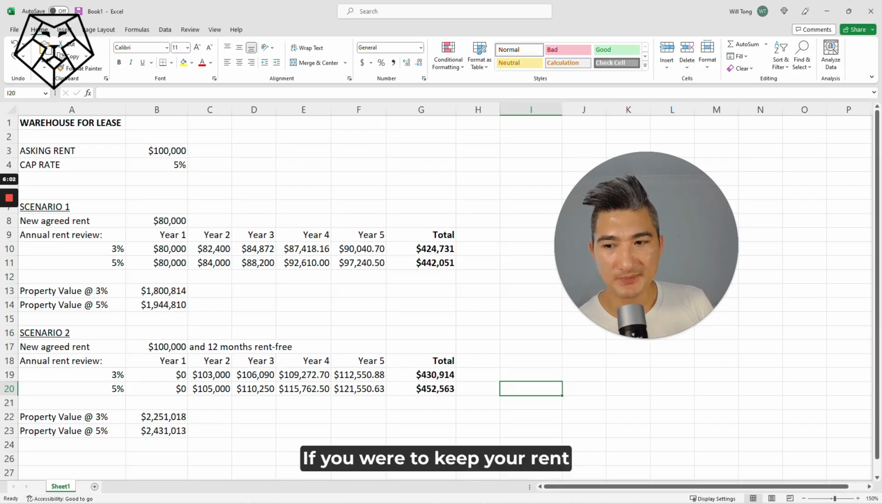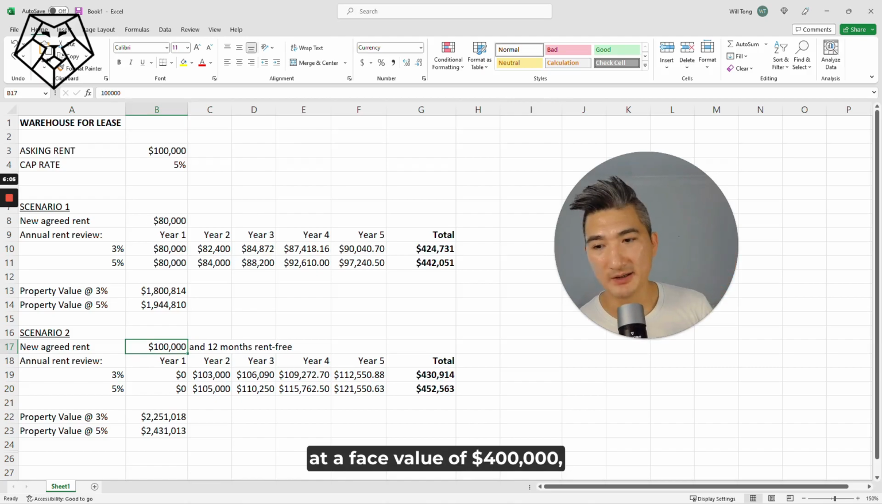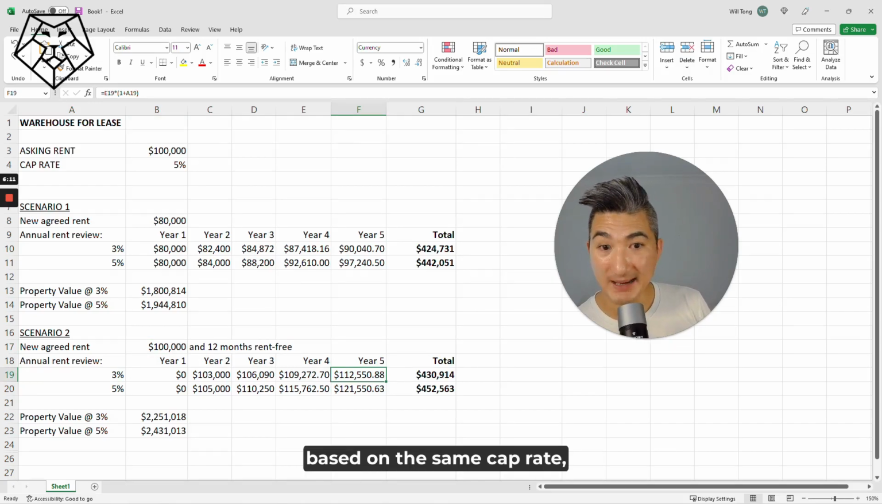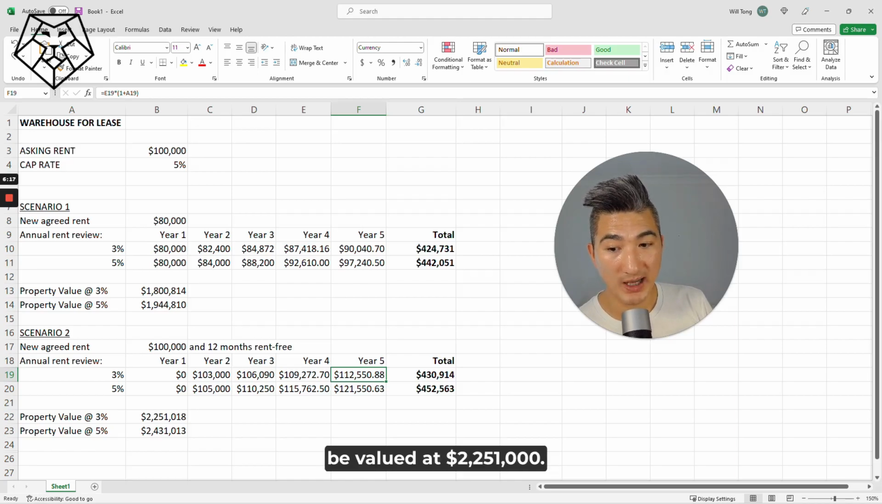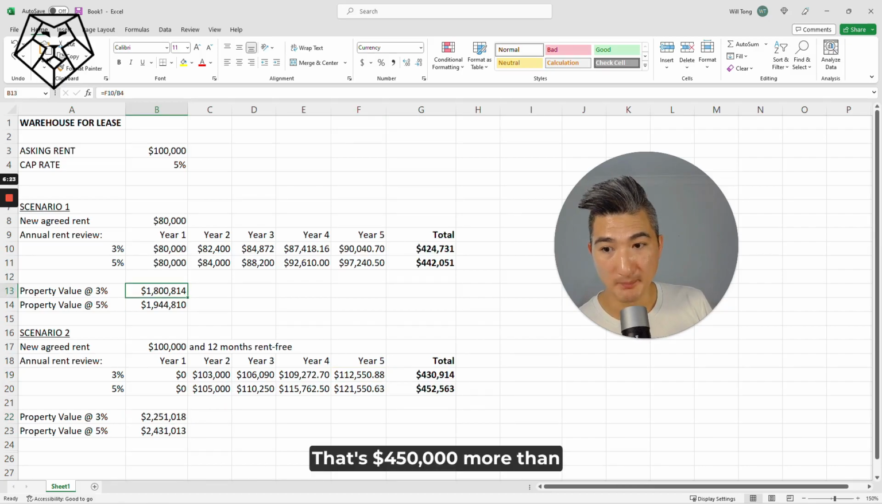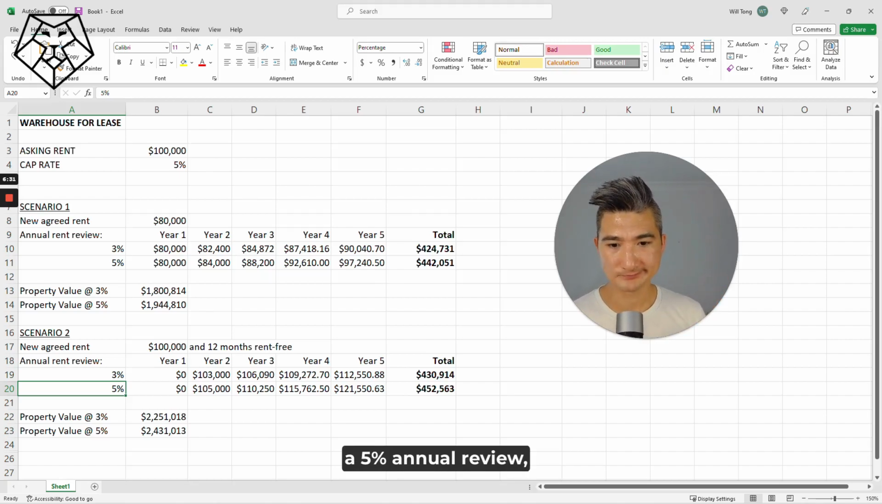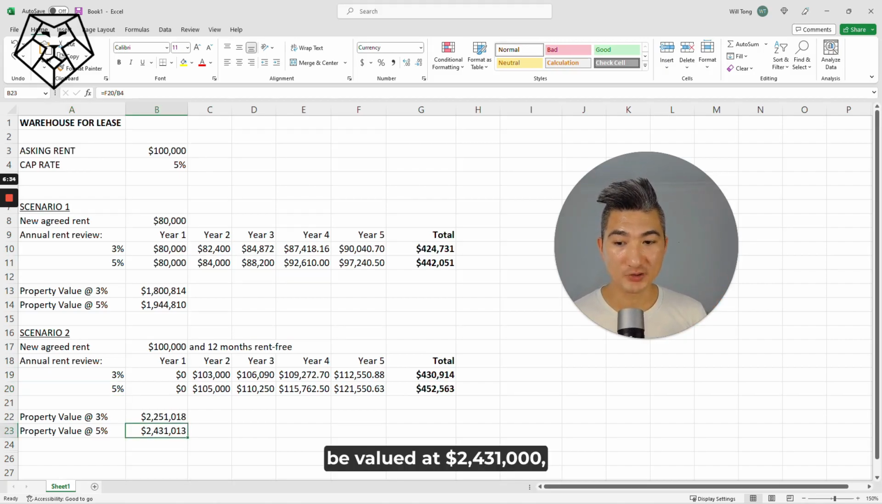If you were to keep your rent at a face value of $400,000 and you're doing a 3% annual review, then at the end of year 5, based on the same cap rate, we haven't changed the cap rate at all, your property is going to be valued at $2,251,000. That's $450,000 more than scenario 1. If you had the best case scenario where you've got a 5% annual review, your property is going to be valued at $2,431,000, which is significantly higher than scenario 1.